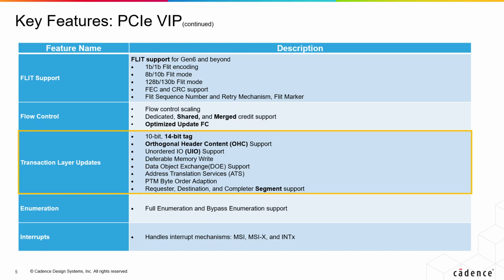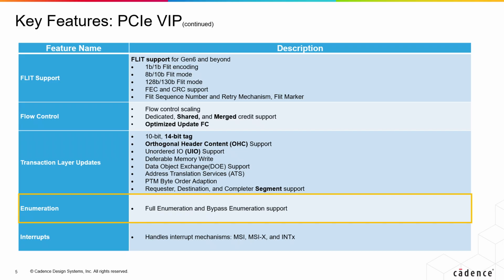Transaction layer updates cover 10-bit and 14-bit tags, orthogonal header content, unordered I/O, deferrable memory write, data object exchange, address translation services, PTM, byte order adaptation, requester, destination, and completer segment support. It can be configured for full enumeration and bypass enumeration. It also supports interrupt handling mechanisms such as MSI, MSI-X, and INTx.